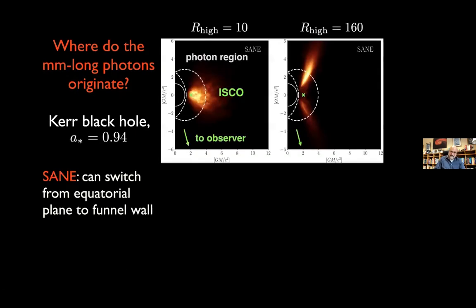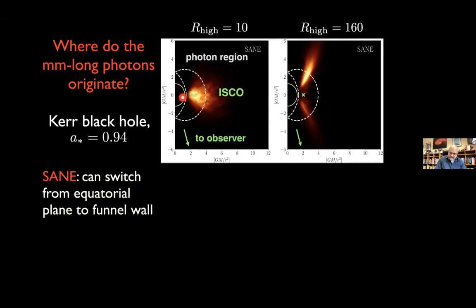Now, a question that I hope no one will ask me, or rather to prevent an embarrassing answer. If you ask me where do the millimeter photons come from, I would say I don't know. And that's because there is a lot of degeneracy, and I will explain this a little bit better. But to give you an idea, take a Kerr black hole, and you have this parameter R high, and you can take it between 10 and 160, which are the ranges we used.